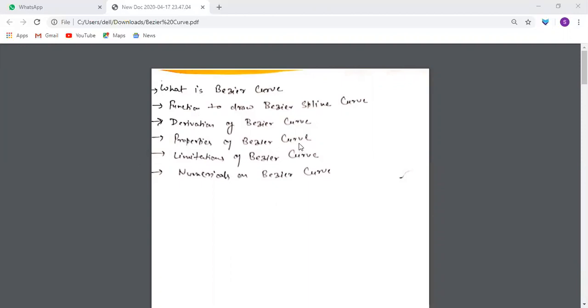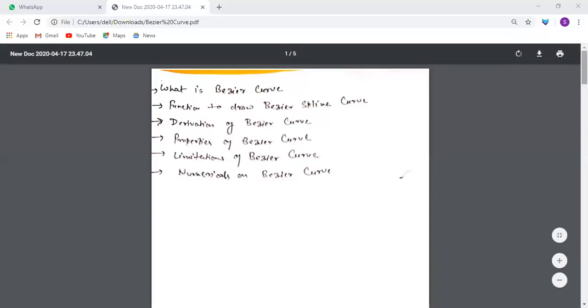The basic properties of a Bezier curve. There are some 6 to 7 properties that a Bezier curve follows. So we'll discuss that. Limitation of Bezier curve. What were the problems with Bezier curve? We'll discuss that also, and numerical on Bezier curve. In this lecture particularly, I'll focus on what is Bezier curve, the blending function to draw Bezier spline curve, and numerical part. And the rest of these topics, that is derivation, properties, and limitation, we'll discuss in next lecture.